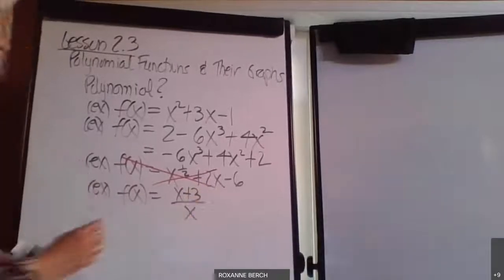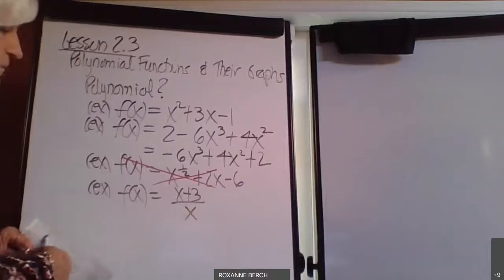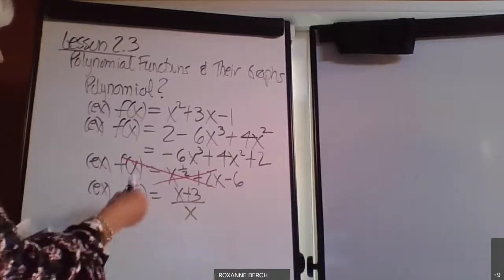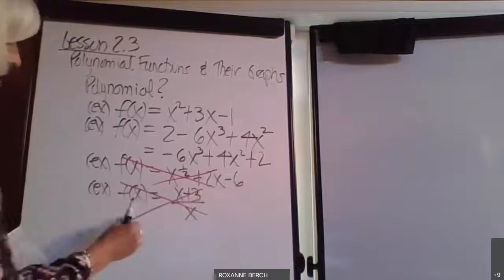That is not a polynomial, because this is a rational function. This is a graph that has two parts and has an asymptote. So we can't have that, that's not a polynomial.